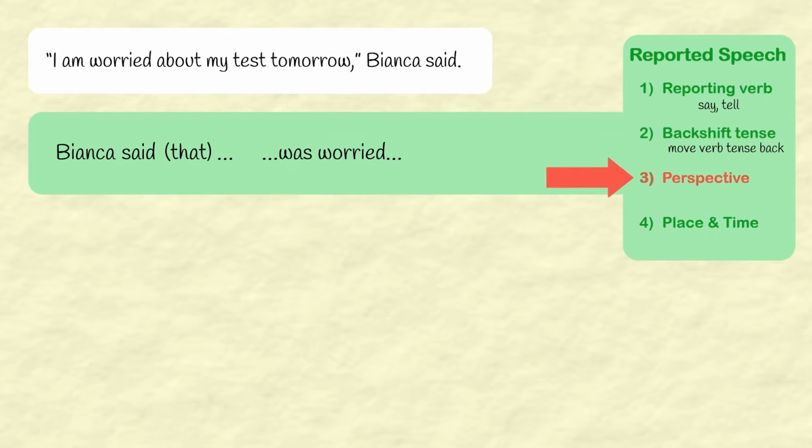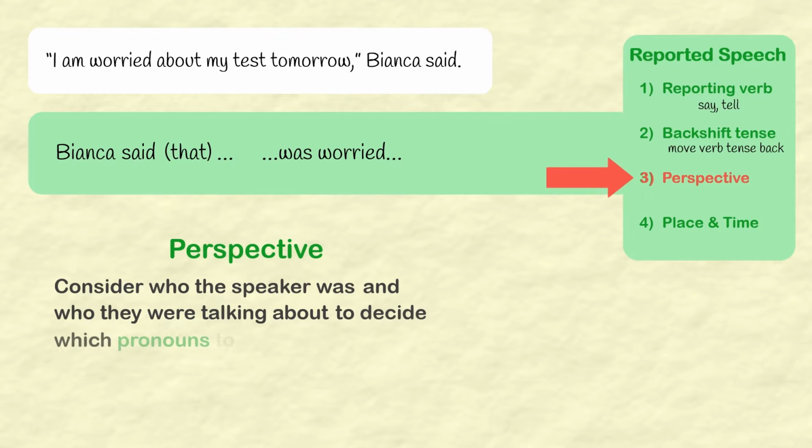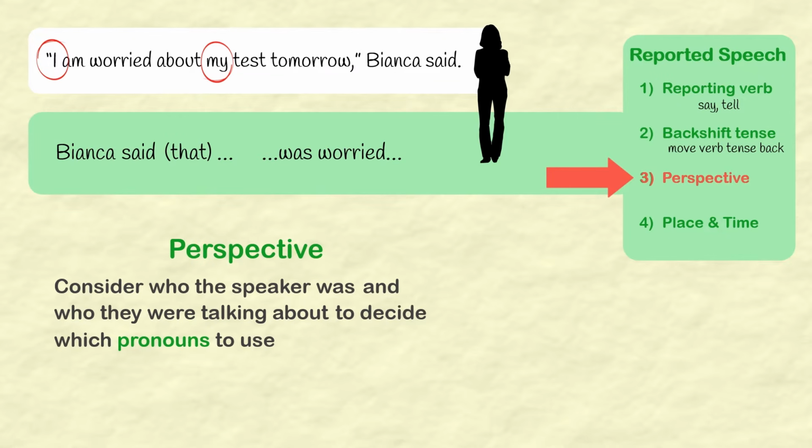Step 3. Check the perspective. When changing direct speech to reported speech, we need to consider who the speaker was and who they were talking about. This helps us decide which pronouns to use. In this case, the speaker, Bianca, is talking about herself. Bianca used the pronouns I and my. We'll need to change those to third-person pronouns. Instead of I, we'll use she. And instead of the possessive pronoun my, we'll need her.